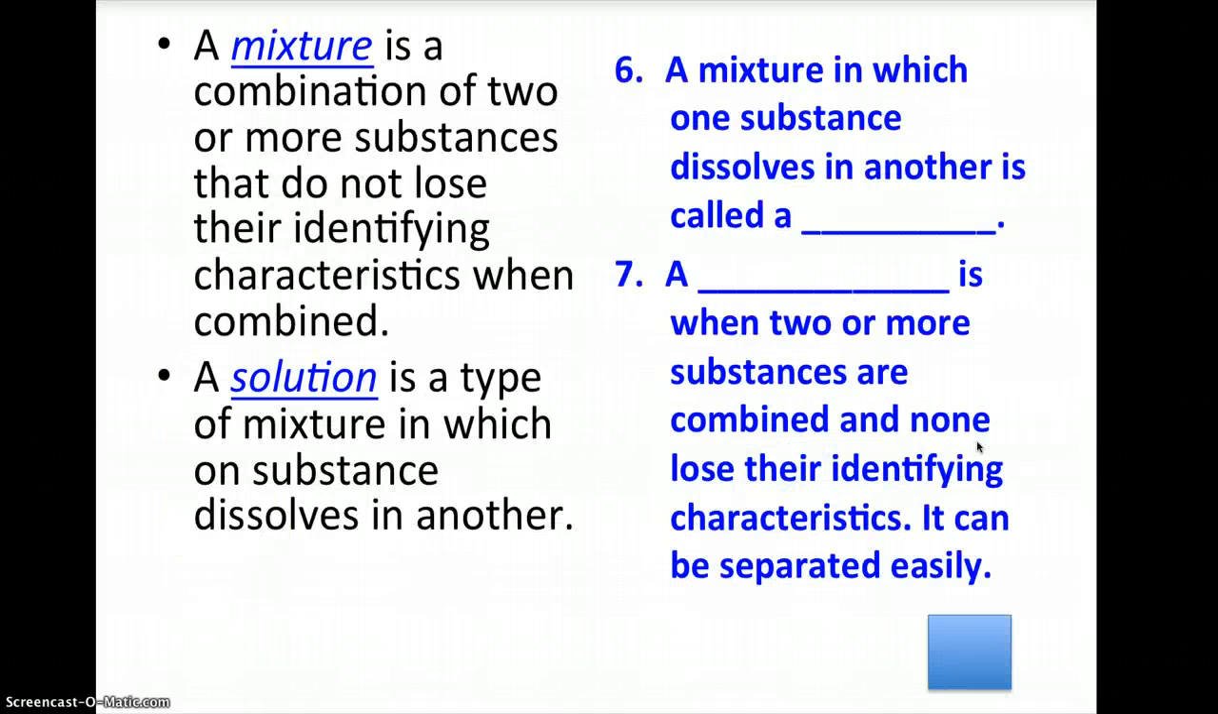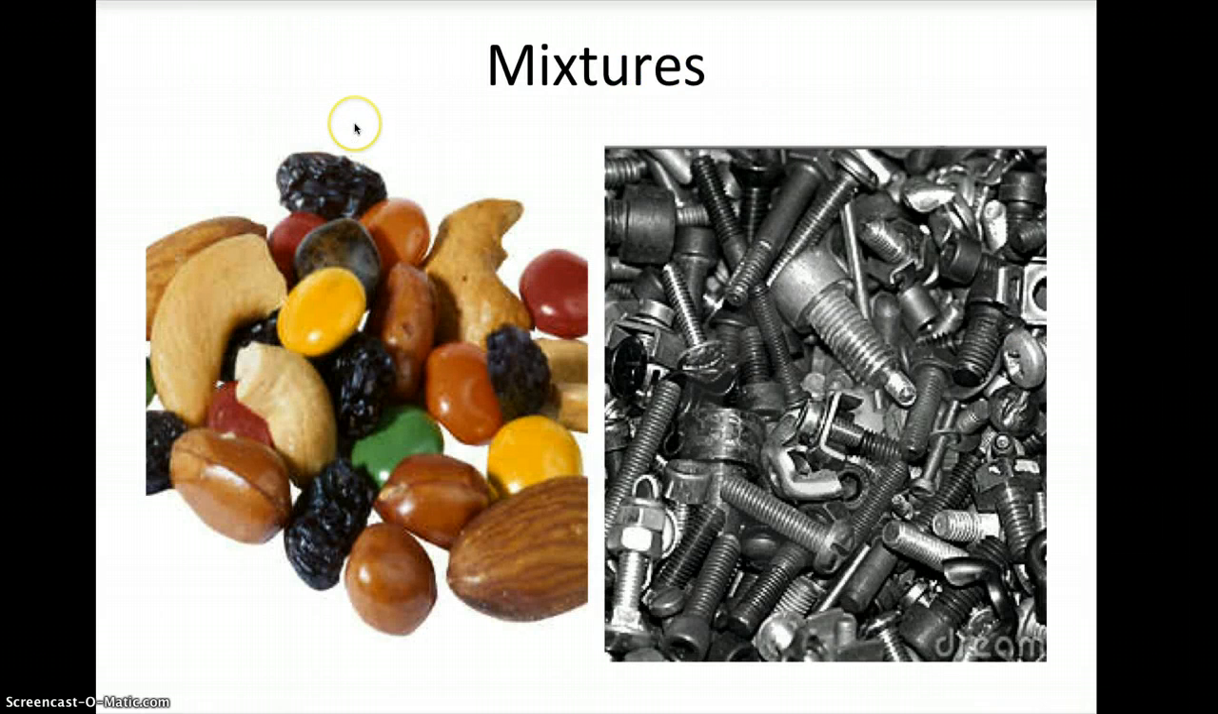Moving on. A mixture is a combination of 2 or more substances that do not lose their identifying characteristics when combined. Okay, these are mixtures. You can see all the different pieces. If you didn't like raisins, you could pull out the raisins really easily. That's a mixture. We have another mixture over here.